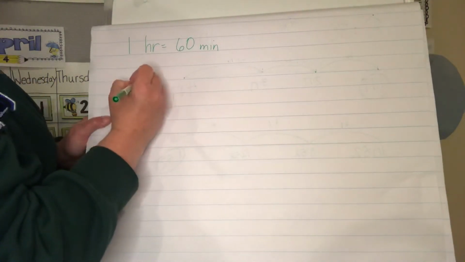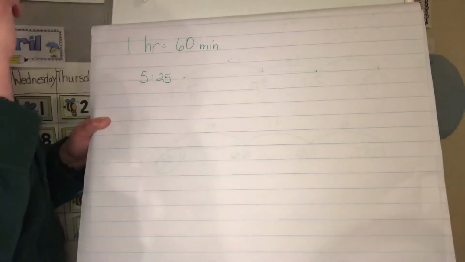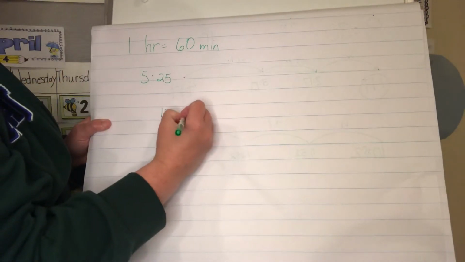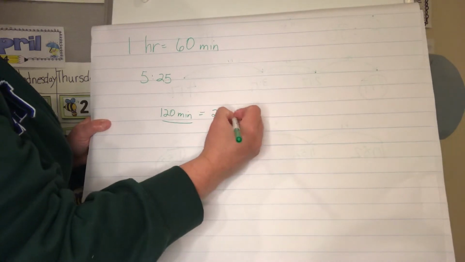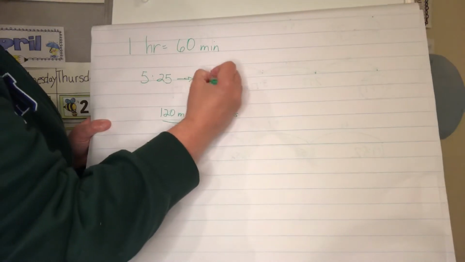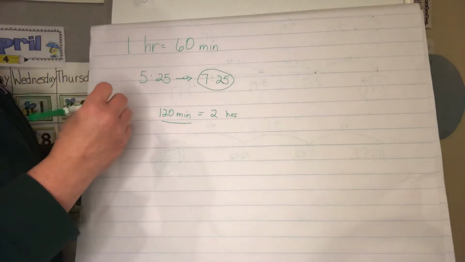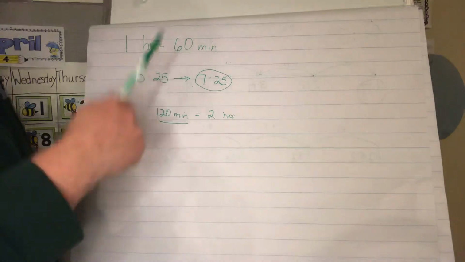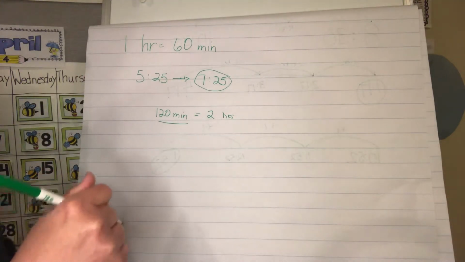So if I left at 5:25 and I was gone for 120 minutes, how long is that? 120 minutes is the same as 2 hours. So I would have been back at 5:25 to 6:25 to 7:25. So in third grade, you need to be able to calculate how many minutes are in an hour, how many hours are in a day, how many days in a week. So those are all good things to practice.